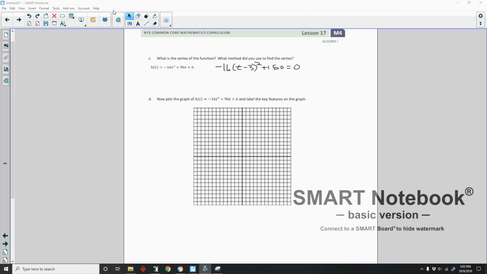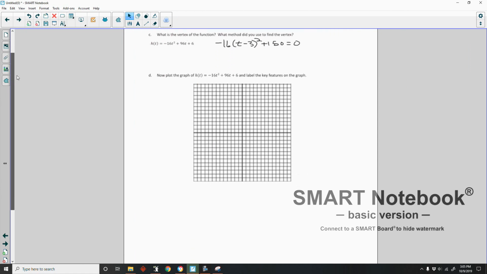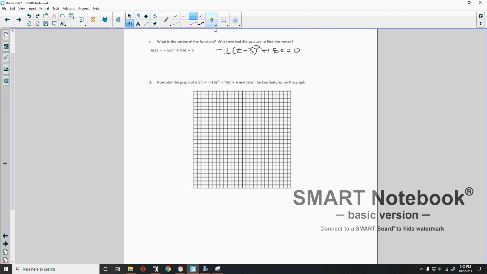Okay, on to page 3, part C. Now it says, what is the vertex of the function? What method did you use to find the vertex? I copied the equation from the question, and then I wrote down how we completed the square. So to find the vertex, if you use vertex form, it's staring you right in the face. There it is, right there.